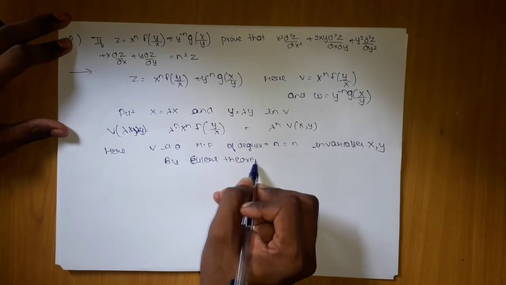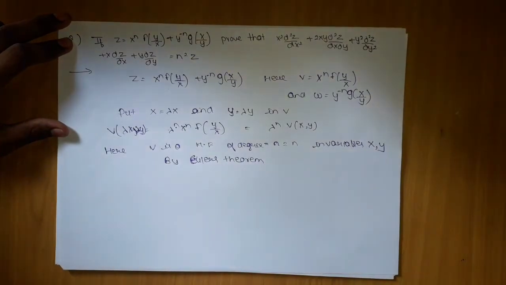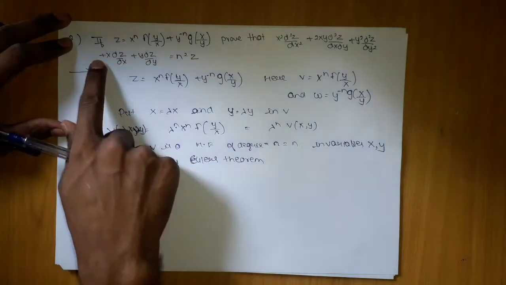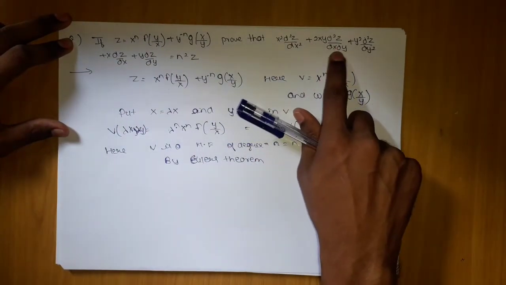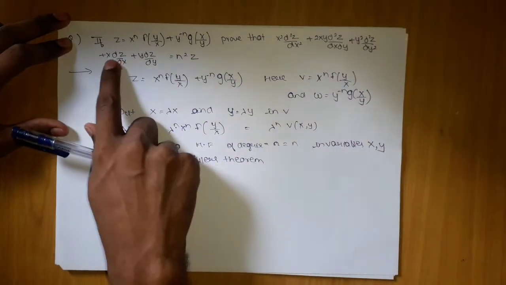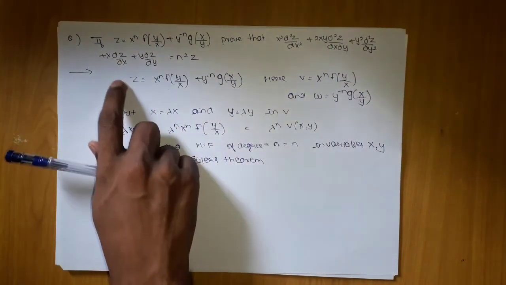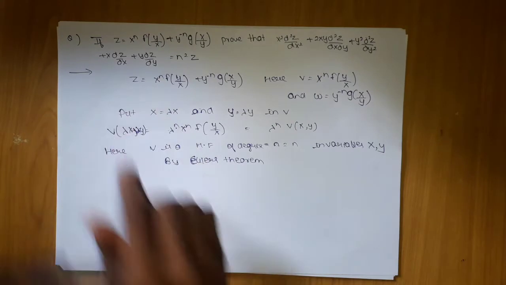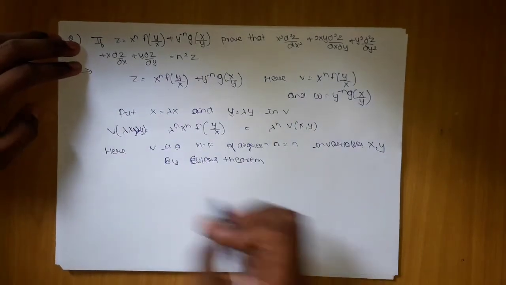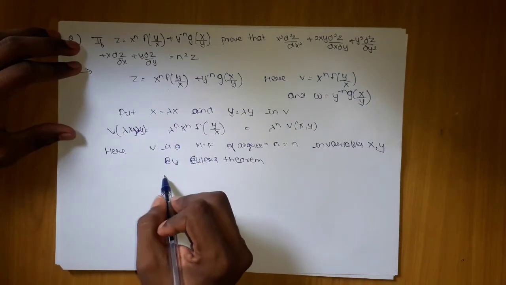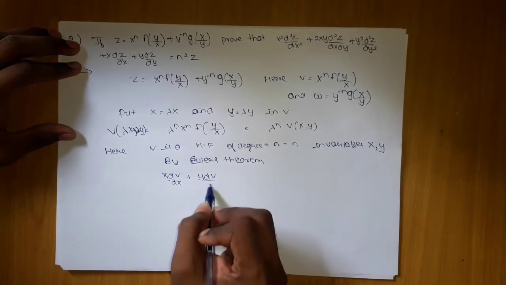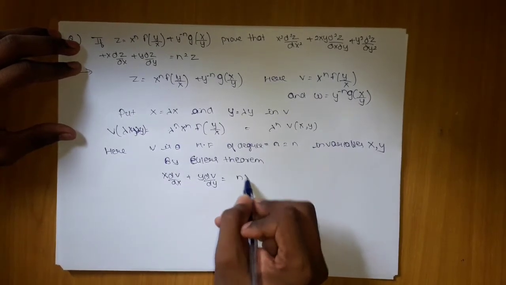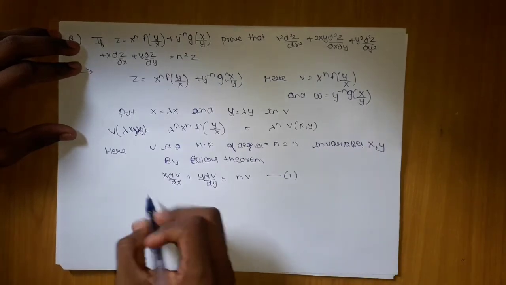here you can directly make out that I require both theorem 1 and theorem 2, because here x square dou square z by dou x square is present, 2xy dou square z by dou x dou y is present. Here singular terms are also present, x dou z by dou x plus y dou z by dou y. So I am going to derive both the things. What? X dou v by dou x plus y dou v by dou y is equal to n times v. This is the one equation. The other equation will be what?